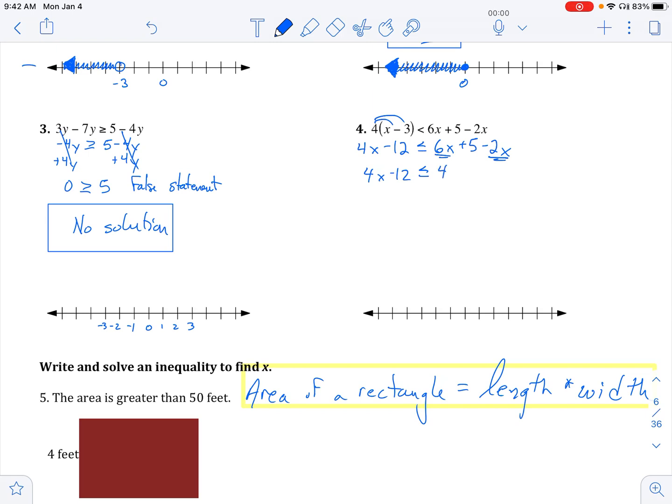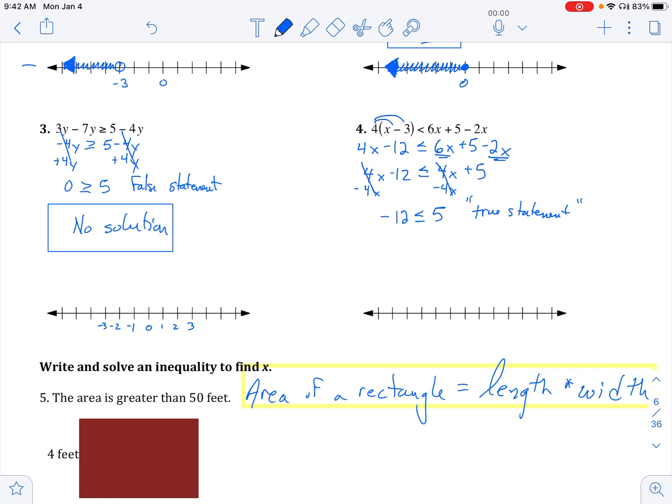6x minus 2x is going to be 4x. At this point, I still have variables on both sides, so I'm going to subtract 4x to get the variables on the same side. But as I do that, I get -12 is less than or equal to 5. Well, we know -12 is not equal to 5, but we do know that -12 is less than 5. If you think about that, that is a true statement.